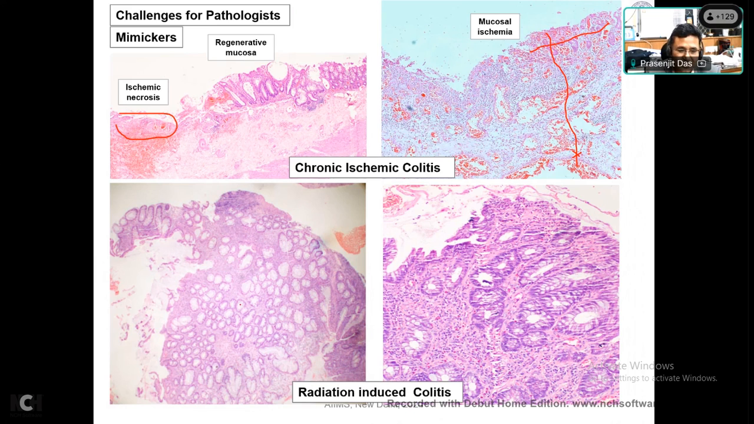In radiation changes, there will be ulceration, and there will be healing followed by that when the doses are not being given. So there will be features of chronic active colitis like this. So all are differential diagnosis.